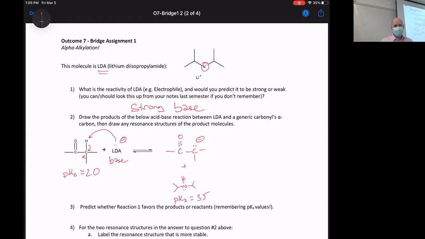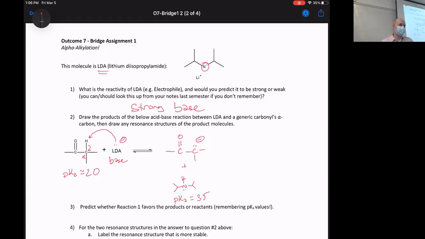So just looking at this acid-base reaction, would this favor, I know I'm skipping down to number 3, would this favor the products or the reactants? So this should look a lot like your quiz on Wednesday. You've got an acid and a base in a reactant and an acid and a base in the product. We're comparing the strength of our acids. Which one is a stronger acid, 35 or 20? 20, right? The lower number is stronger. So this is a stronger acid by about 10 to the 15th. It is a million billion times stronger.